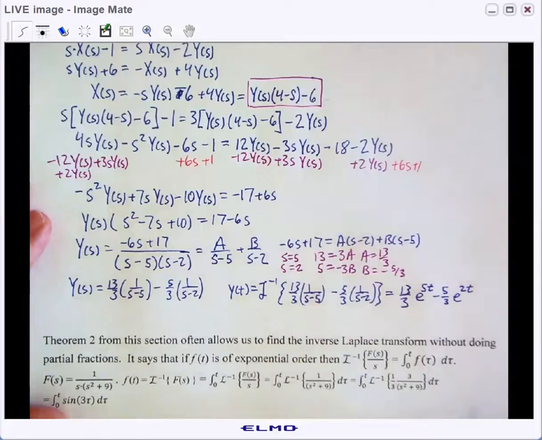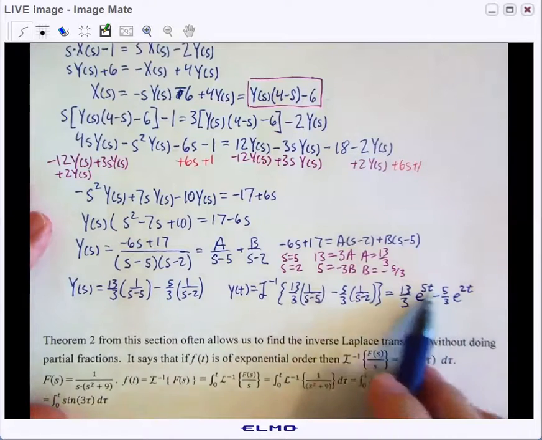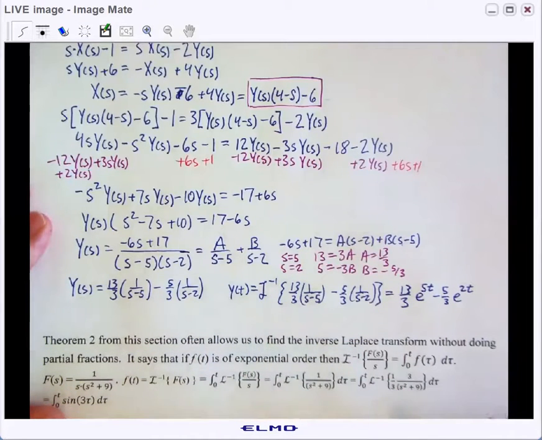Now we found out what y of t is. We can then go back and find x of t. There are several ways we can do that. So I'm going to pause the video and let you do that.